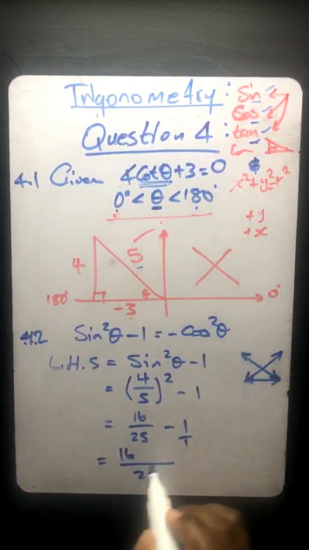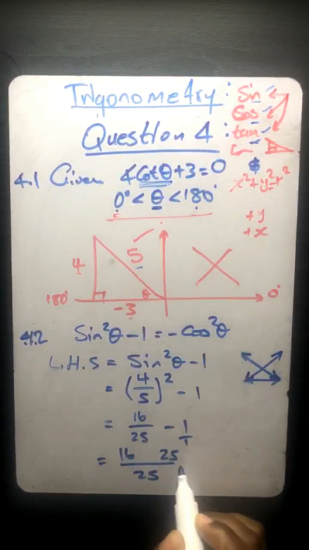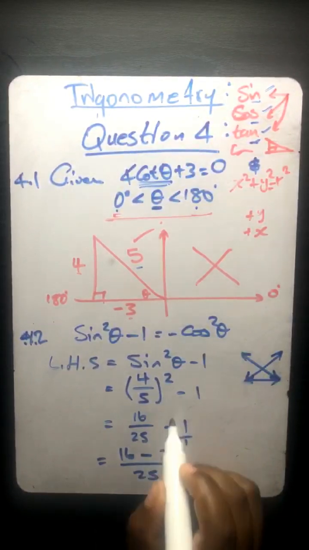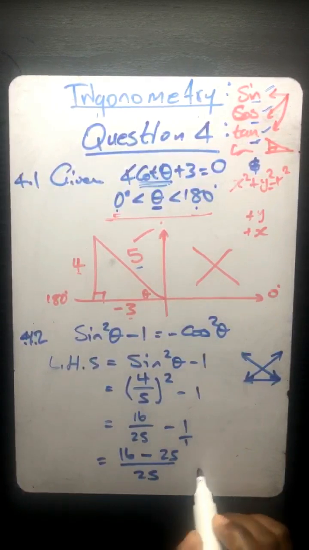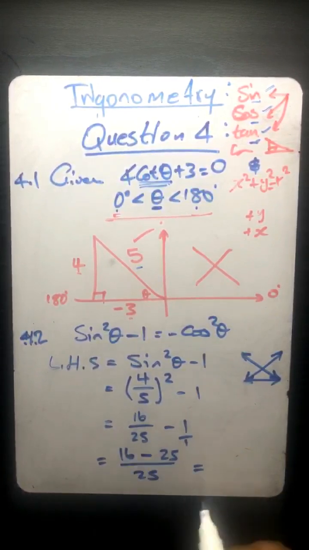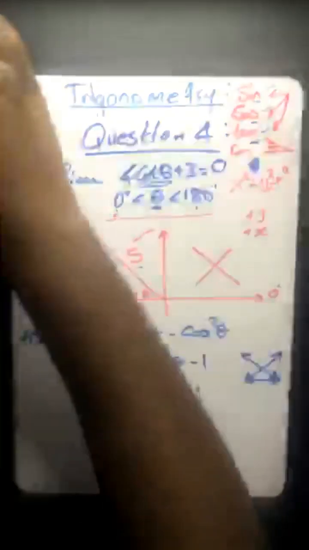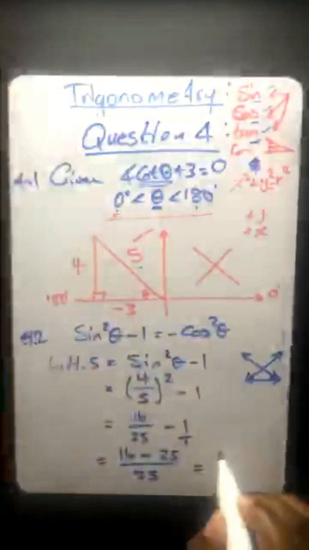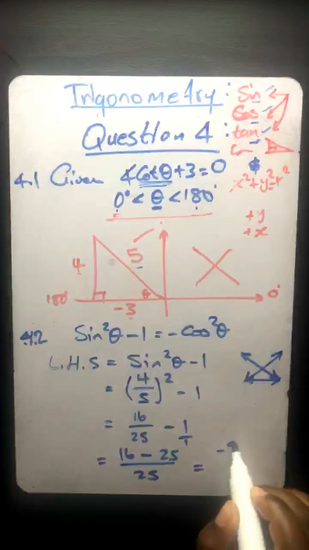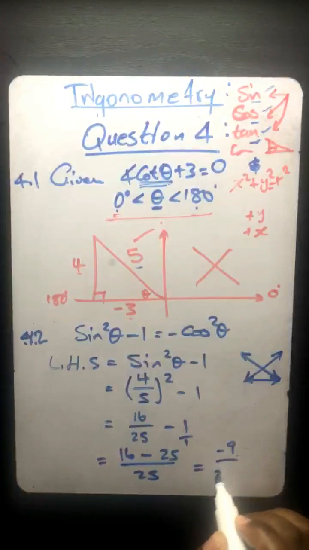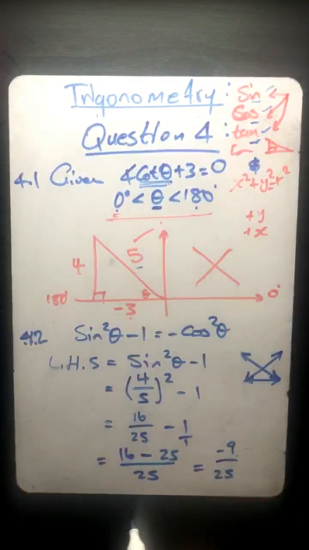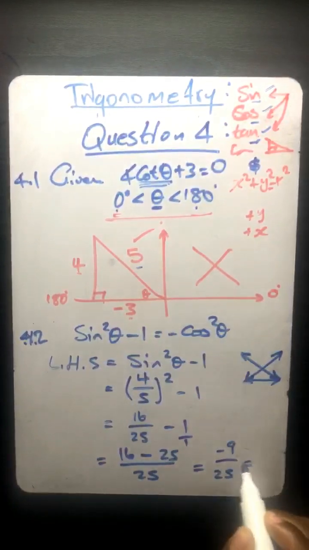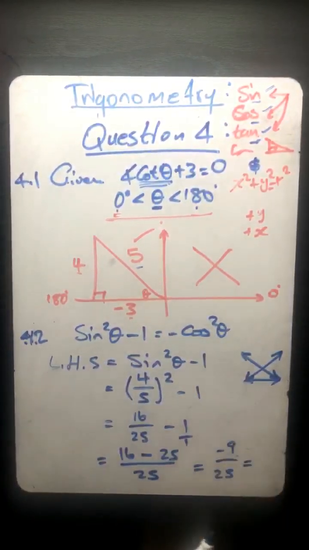What is that times that? Is it not 25? So now what is the sign in between? It's a minus. Then what is 16 minus 25? I think, let's see, 16 minus 25, that is a negative 9 over this 25. So can you further simplify this thing?